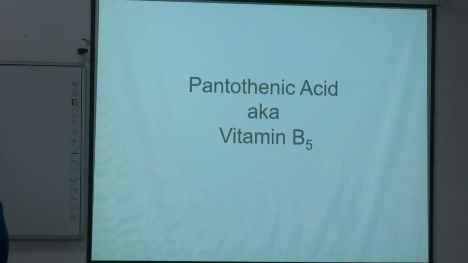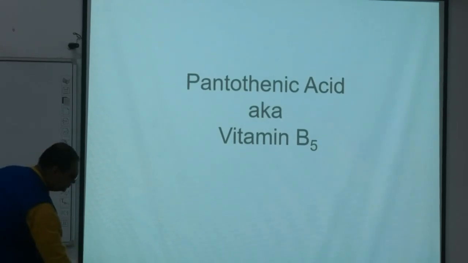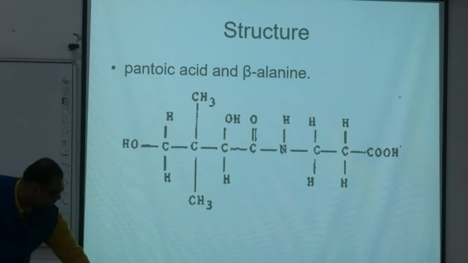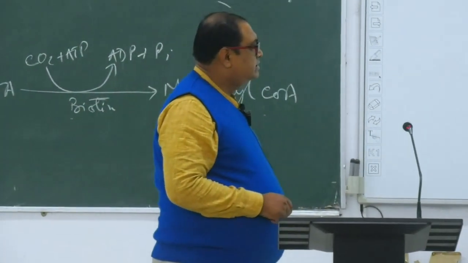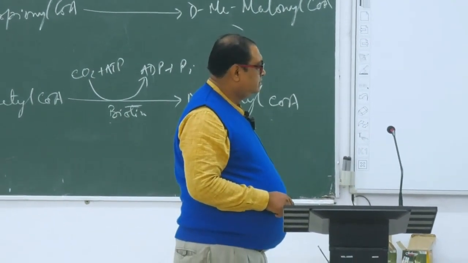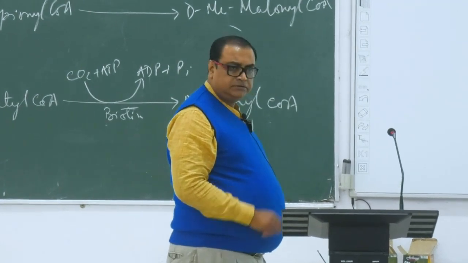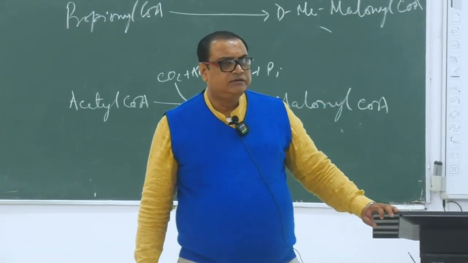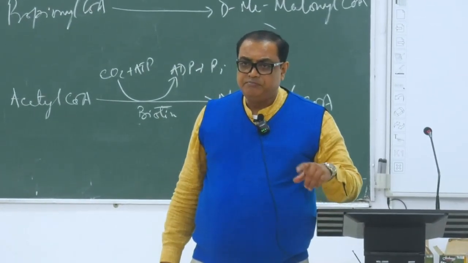Next, pantothenic acid, B5. Pantothenic acid is found as a part of one coenzyme called coenzyme A. It has two parts. One is pantoic acid, and the other is beta-alanine. Alanine usually means alpha-alanine; beta-alanine is still an amino acid, but a beta amino acid.